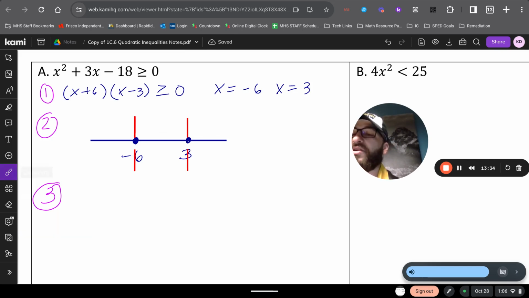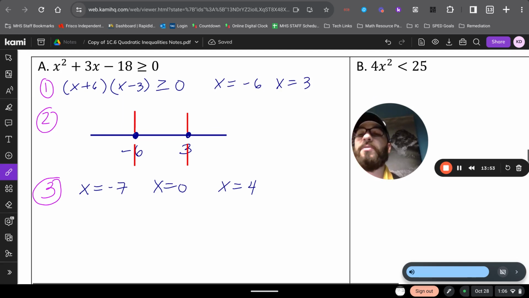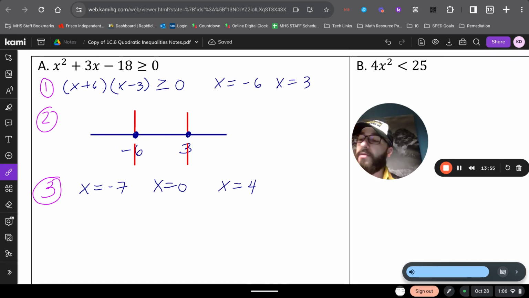For my first interval, values less than negative 6 would be like x equals negative 7. Between negative 6 and 3, you always want to pick something pretty easy, so I'm going to pick x equals 0. And then greater than 3, x equals 4. You, of course, can pick any number on the interval, but remember you have to plug it in, so we want to keep it pretty simple. Okay, so plugging in those numbers, x equals negative 7: that's going to give me negative 7 plus 6.